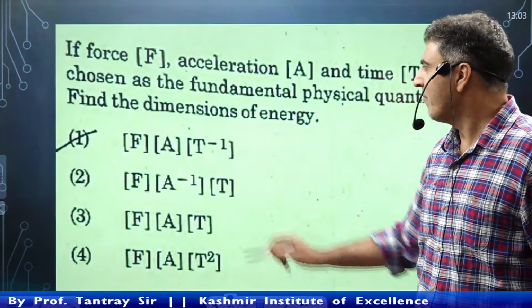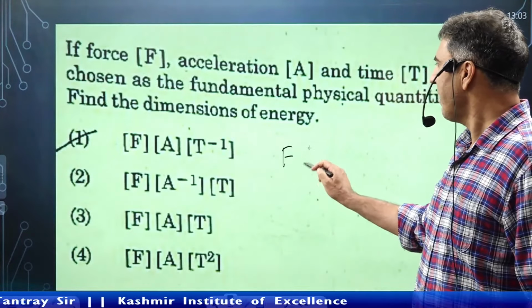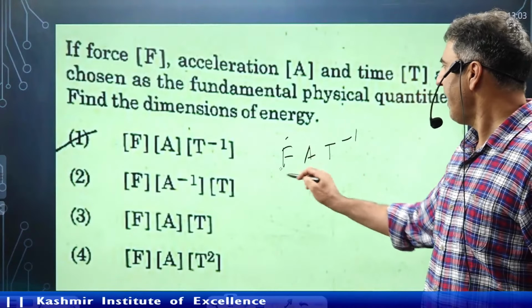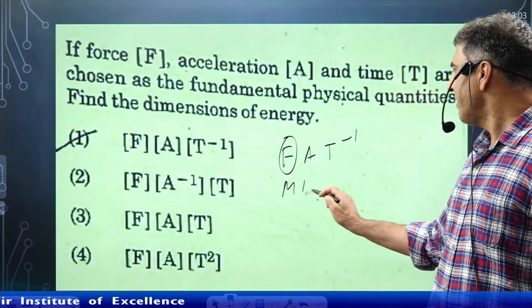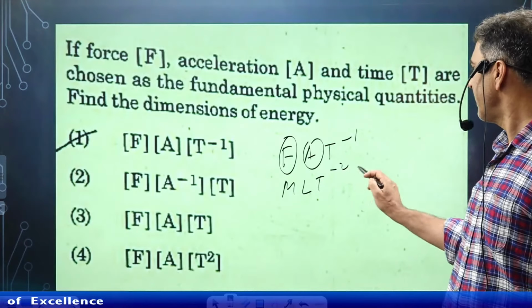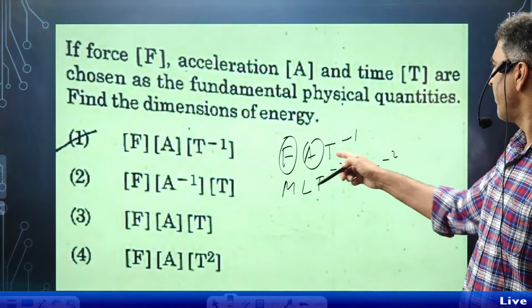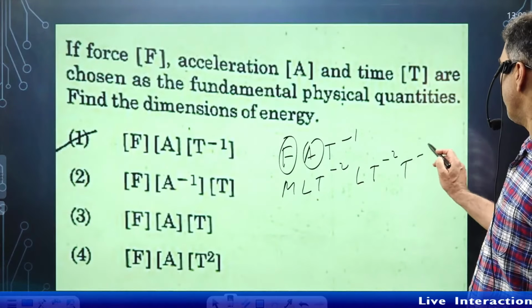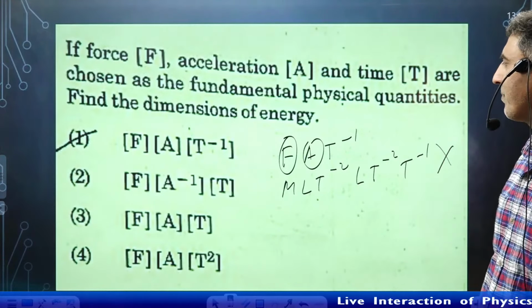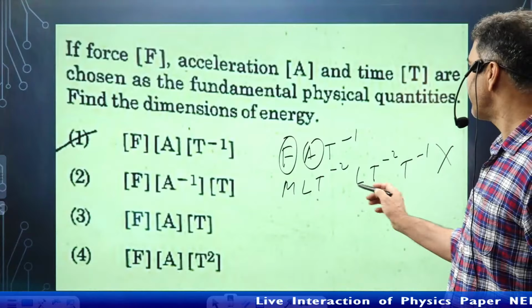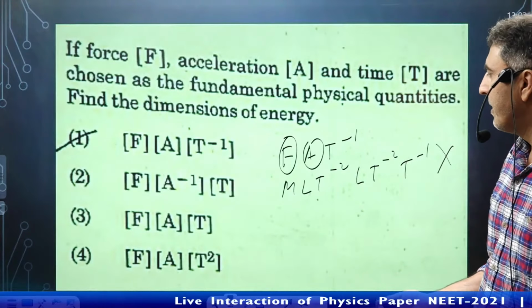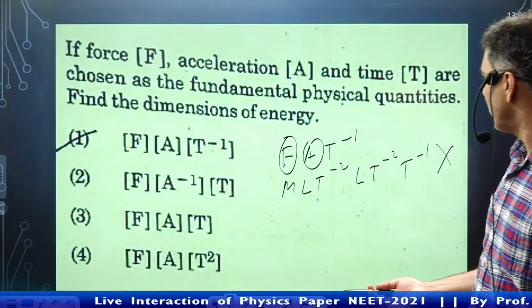So let me start from first. It is F, A, T minus 1. F is force, that is m L T minus 2. A is acceleration, that is L T minus 2. And that is again T minus 1. No, this should not be the answer, because it will not match up to energy.